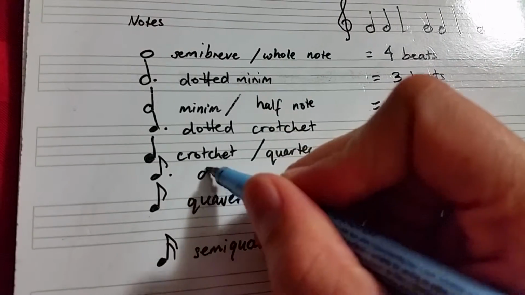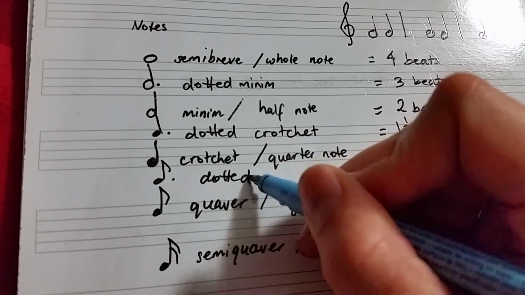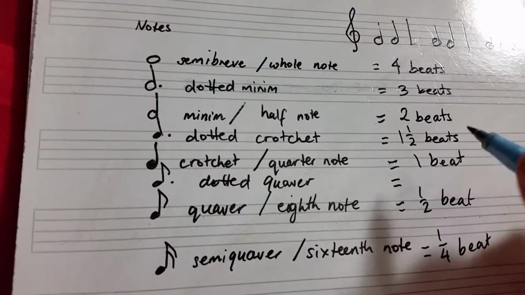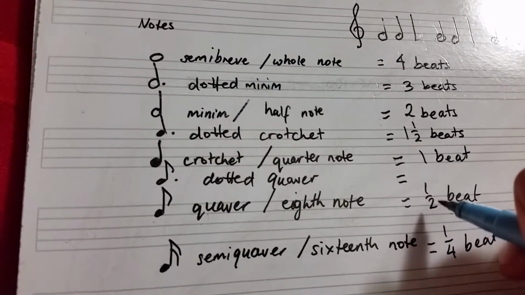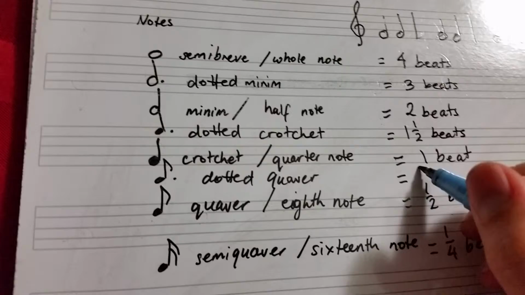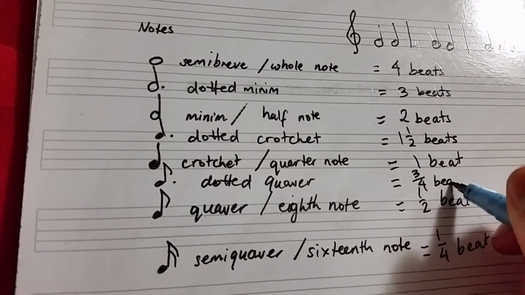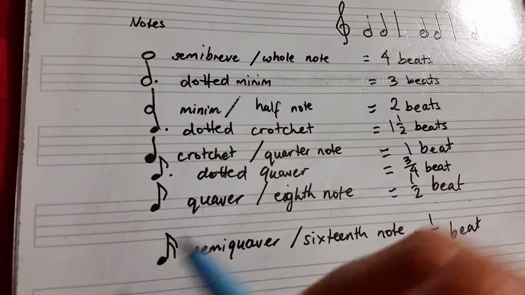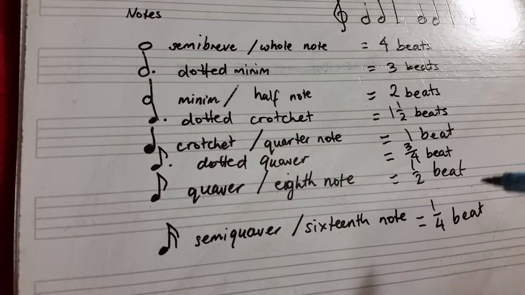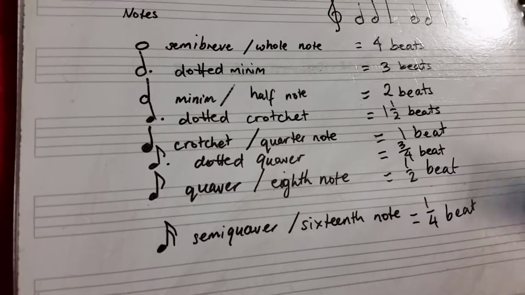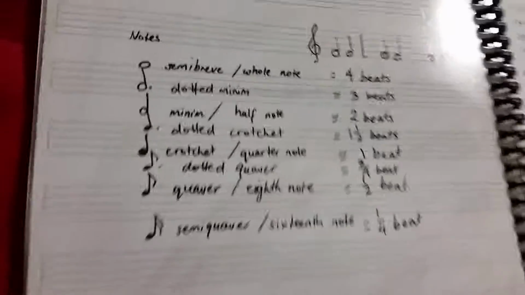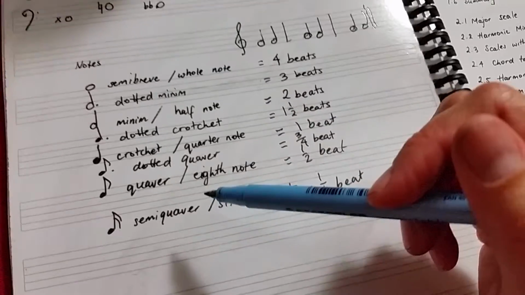So dotted, sorry about my messy writing, quaver. So you add 50% of the half to it. So what's half of half? Half of half is a quarter. So half plus a quarter equals 3/4. Okay, so the dotted quaver is worth 3/4. We're not going to do the dotted semi-quaver. It's worth 3/8, but we don't need to worry about that. You're just being tested on these.